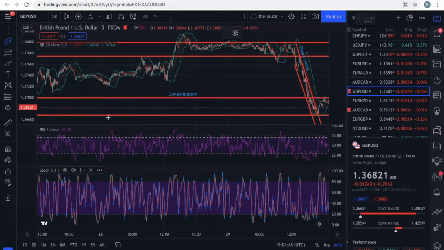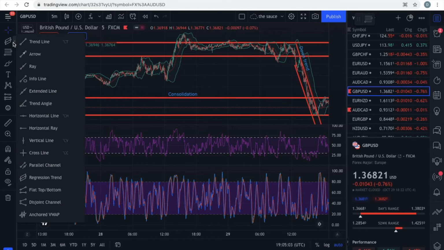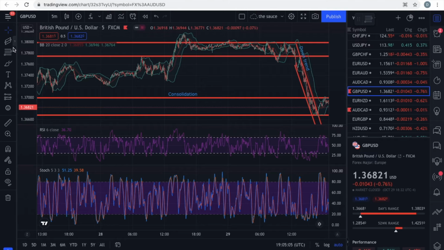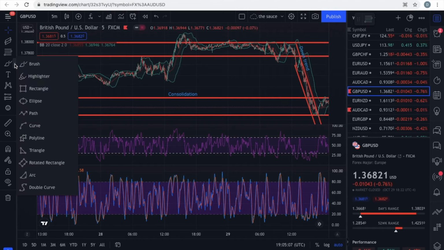I don't remember. Is it this one? No, it's not this one. My bad. I don't remember the shape. I think it's rectangle. If I can find the rectangle. Where did I find rectangle last time?